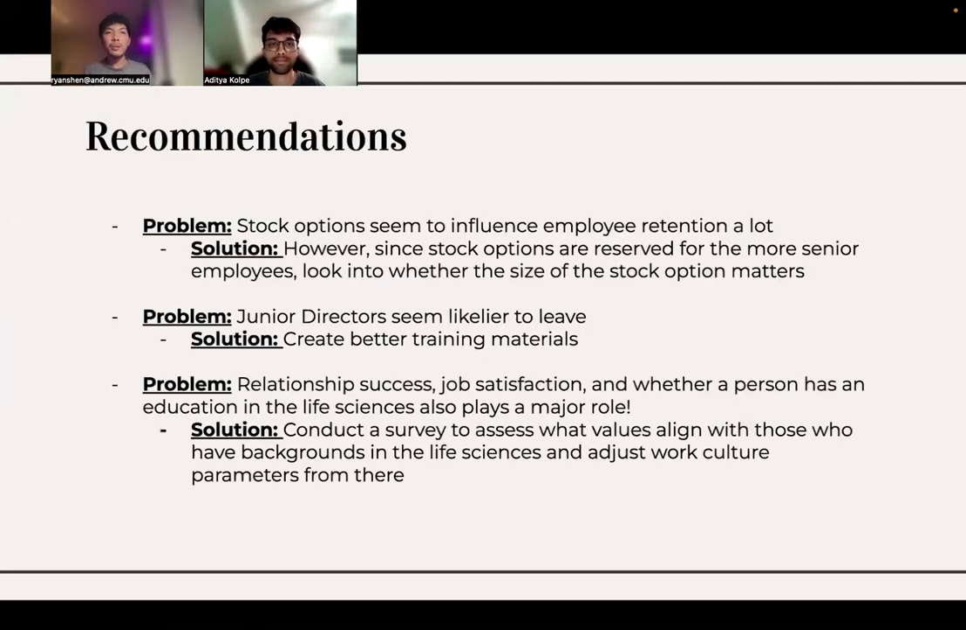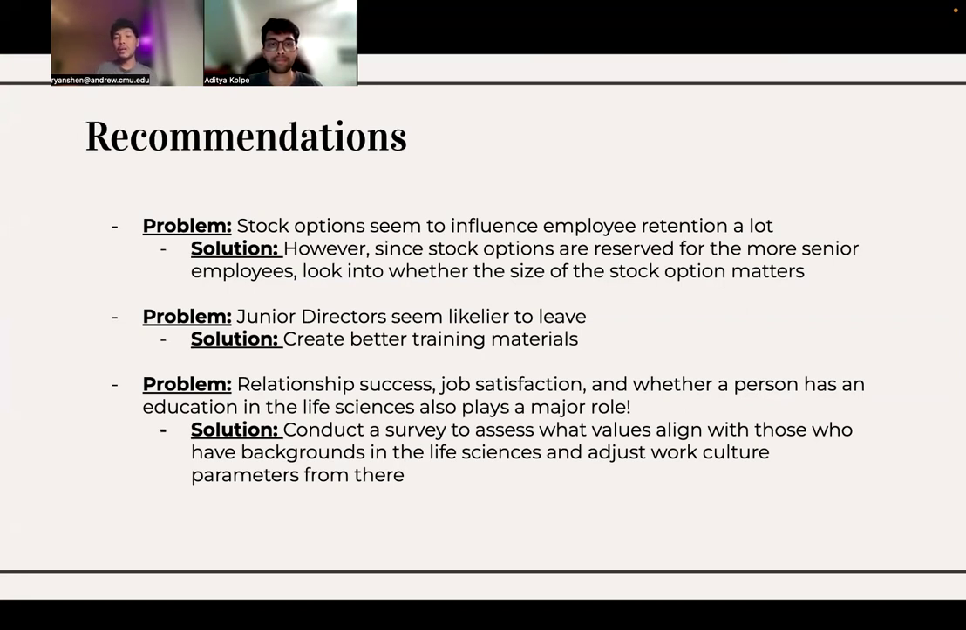So for our final recommendations, based on some broad takeaways from our model performances, if stock options seem to influence employee retention a lot, look into whether stock options are reserved exclusively for more senior employees, whether the size of the stock option matters, and therefore whether it's possible to distribute the stock options among more employees.